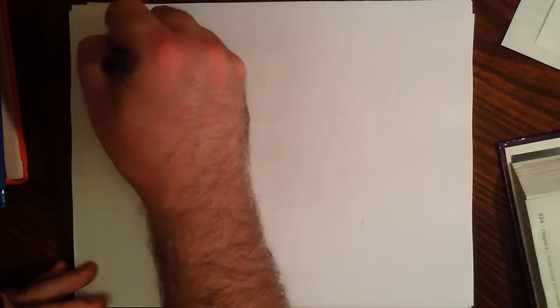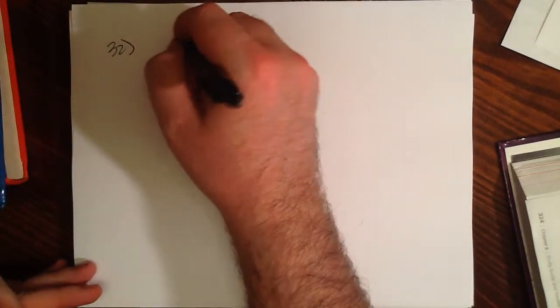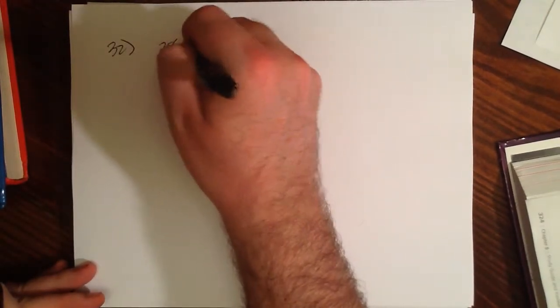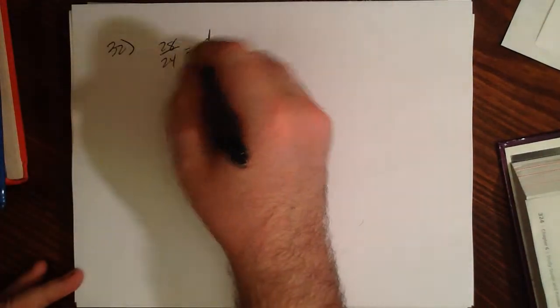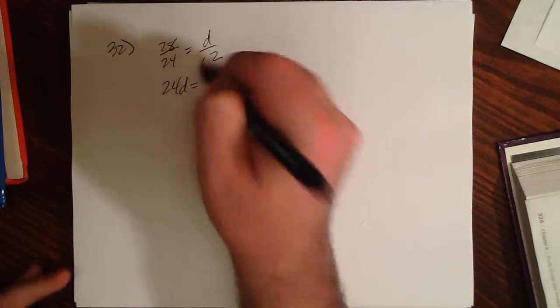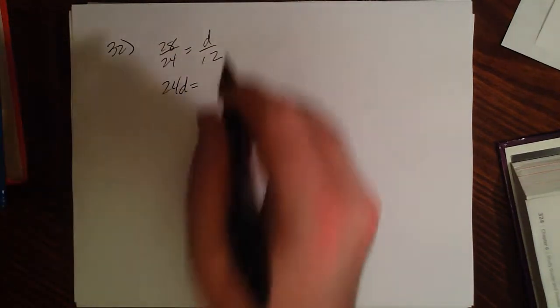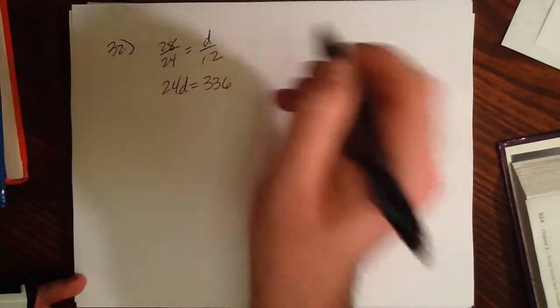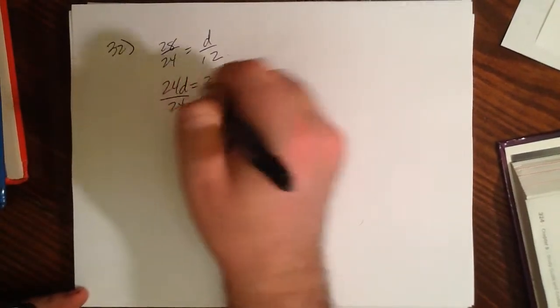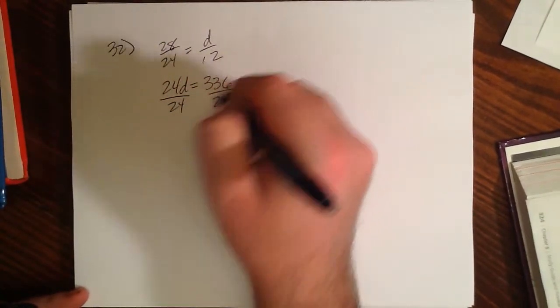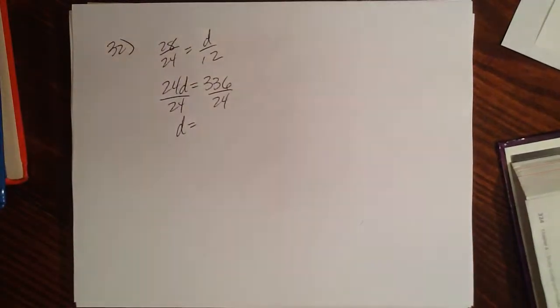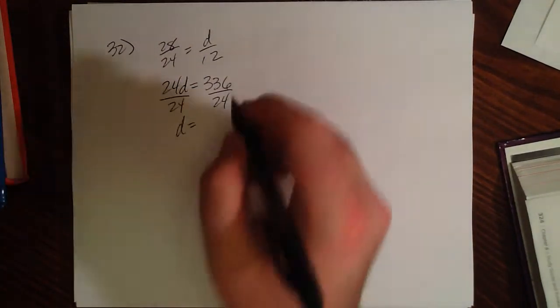Number 32 says 28 over 24 is D over 12. You cross multiply. 24 times D is 24D. 28 times 12 is 336. And then you divide both sides by 24, and get D equals 336 divided by 24, which is 14.